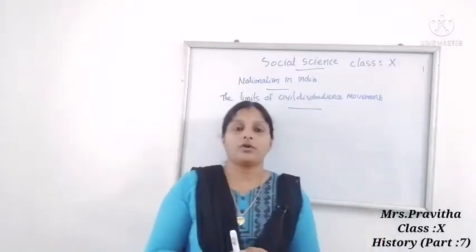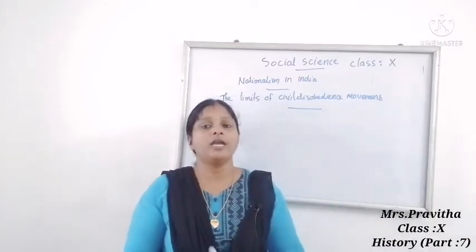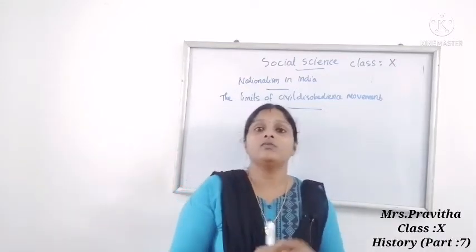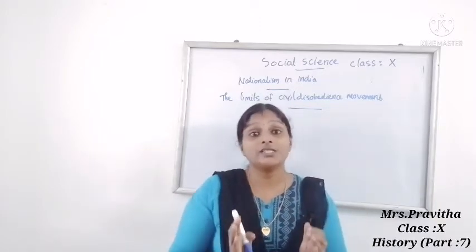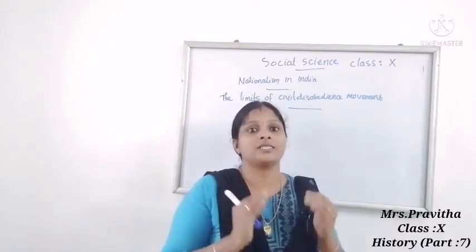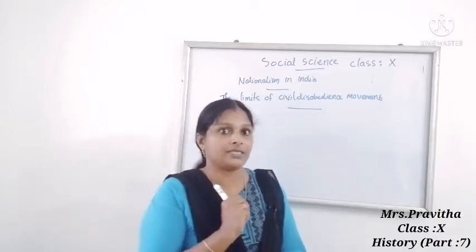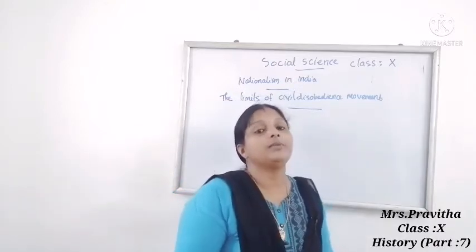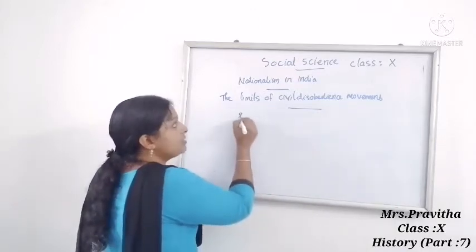Next, our topic: the limits of the civil disobedience movement. What are the limitations of the civil disobedience movement? The first limitation: the nation's untouchables, who were called Dalits or oppressed, their participation in the civil disobedience movement was limited. That is the first limit of the civil disobedience movement.